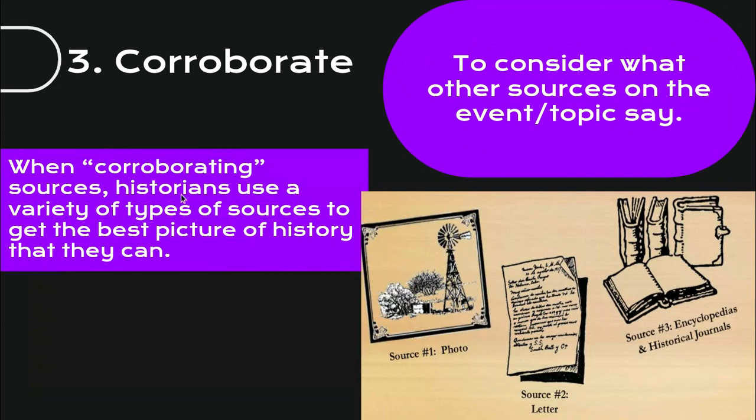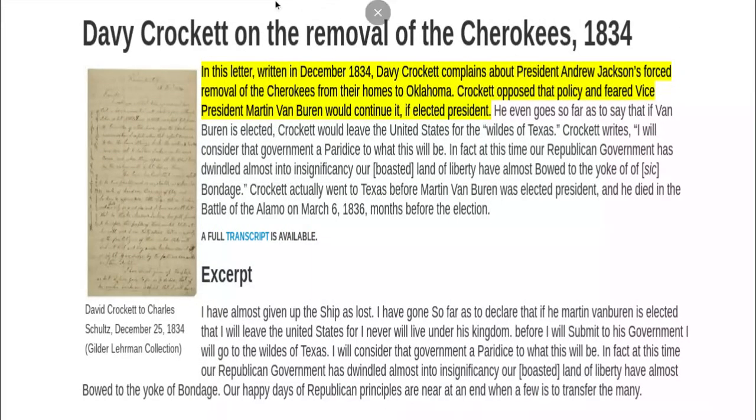the story of history. So, for example, this is Davy Crockett, his letter on the removal of the Cherokees in 1834. So 4 years after President Jackson's message to Congress, and in this letter, Davy Crockett is just saying his opposition to the removal of the Cherokees, how he is against it, and how he feared that if Martin Van Buren became president after Jackson, that the Indian removal would continue.